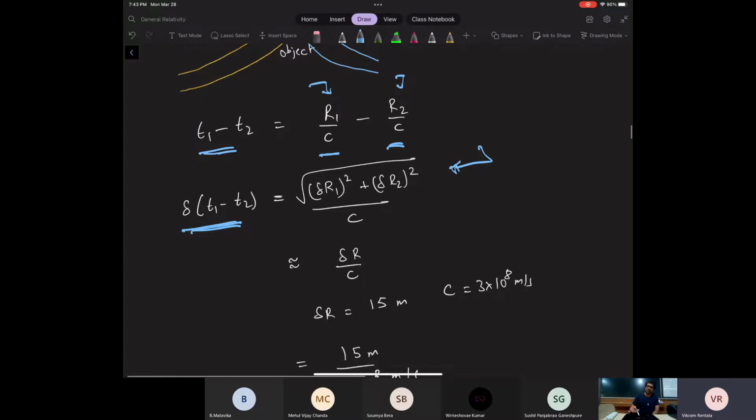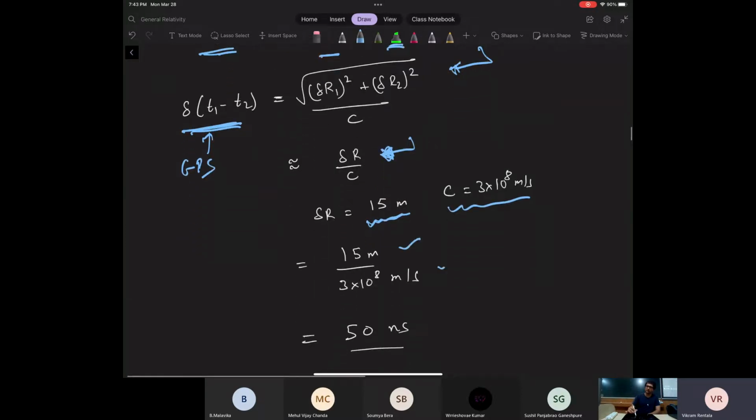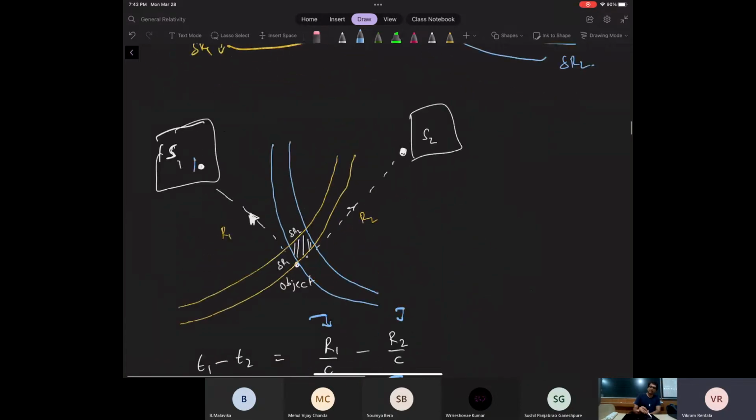So your error would be delta R by C. This is the measured error, the GPS timing error, and this is the error that I want in terms of how well I can localize your position. So if I want an uncertainty of 15 meters, I want to be able to localize you to within 15 meters. C is 3 times 10 to the 8 meters per second. So 15 meters over 3 times 10 to the 8 meters per second is 50 nanoseconds, which means that I need times on these GPS satellites which are accurate to within 50 nanoseconds. The timings on these satellites need to be accurate to within 50 nanoseconds.